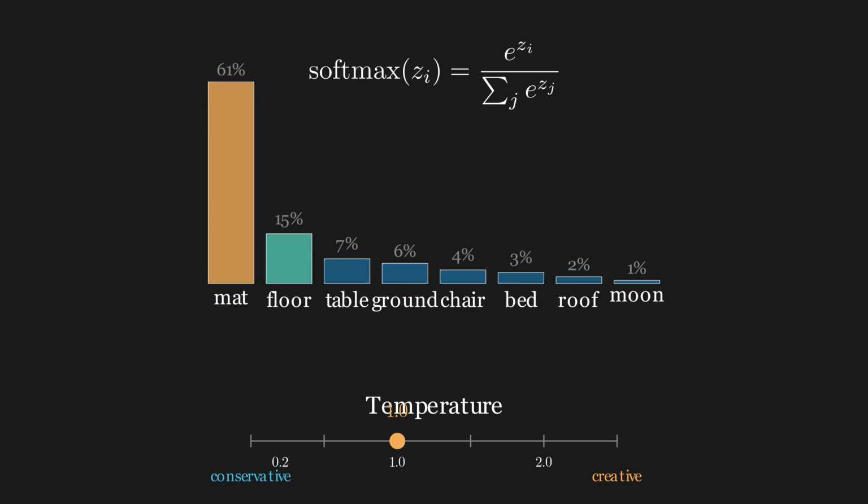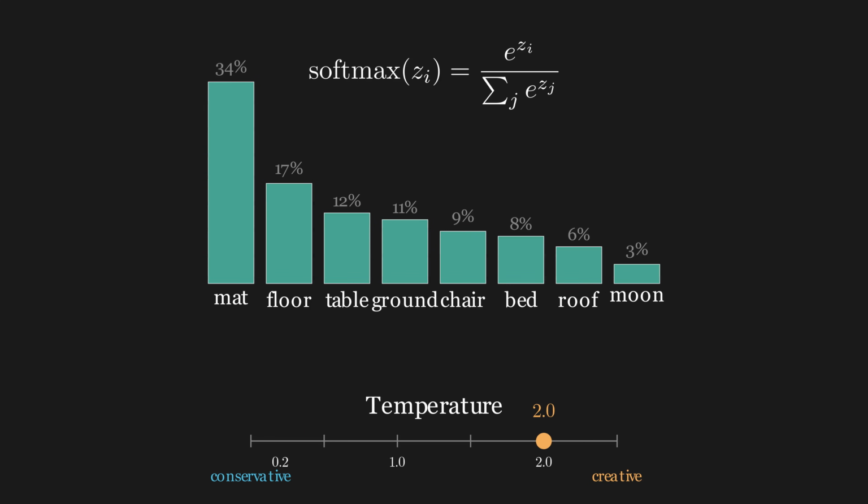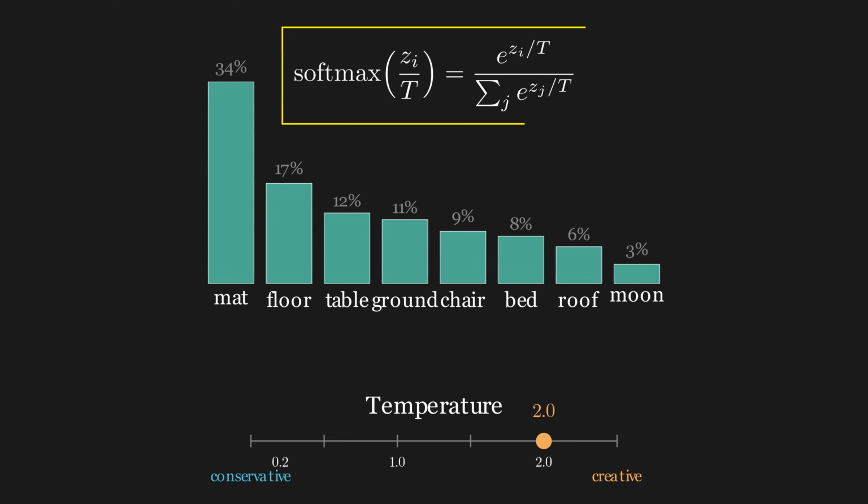And here's the part that makes ChatGPT creative. There's a single parameter called temperature that controls how the model chooses. At low temperature, the model becomes conservative, almost always picking the most likely word. At high temperature, the distribution flattens. The model becomes more creative, more surprising, occasionally even incoherent. Every time you adjust that temperature slider in ChatGPT's settings, you're directly manipulating this equation. The math is that close to the surface.